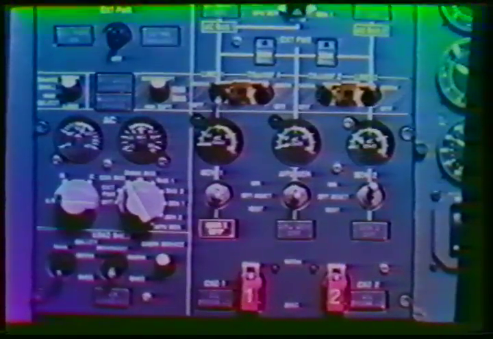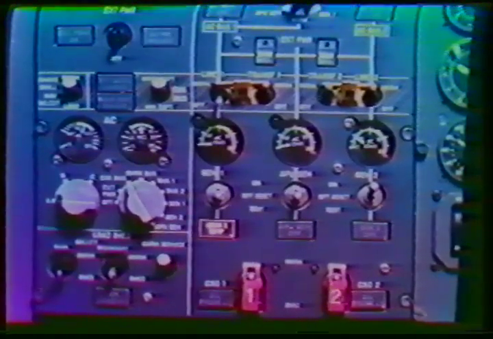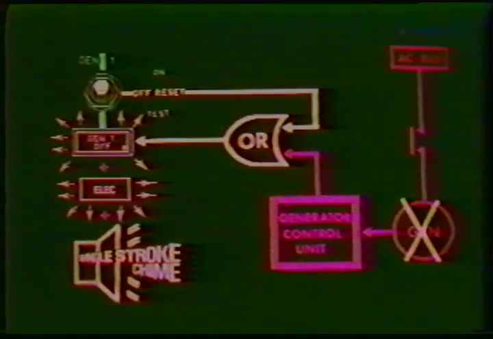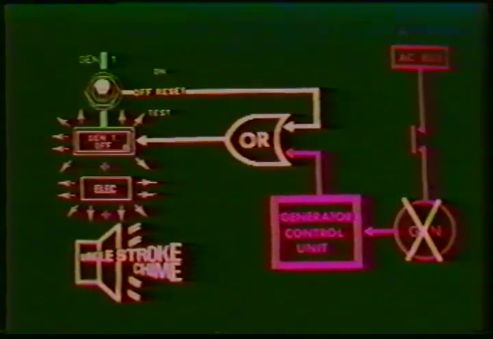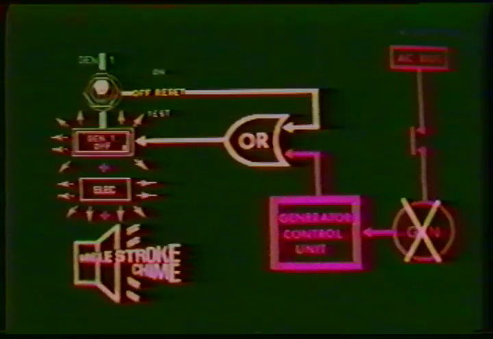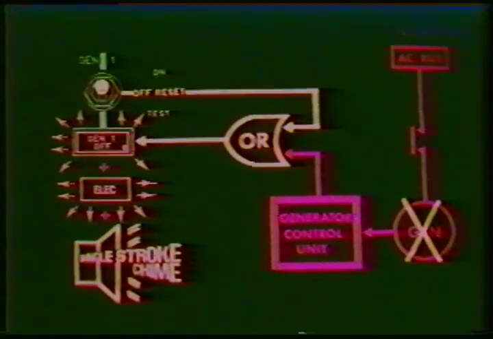One generator off light is provided to monitor the operation of each generator. This warning light will illuminate amber when the associated generator control unit detects a fault in the generator circuit, or when the associated generator selector switch just above the light is set to off reset.